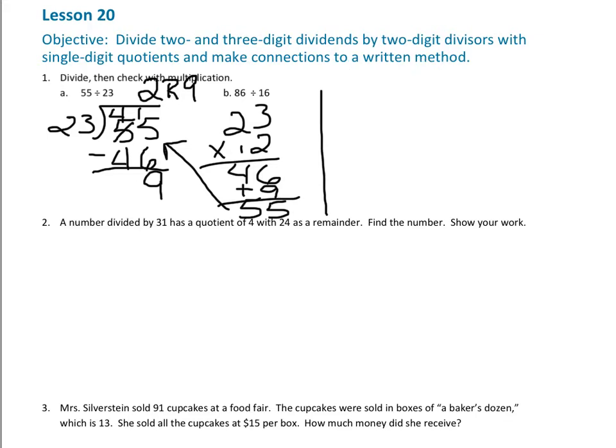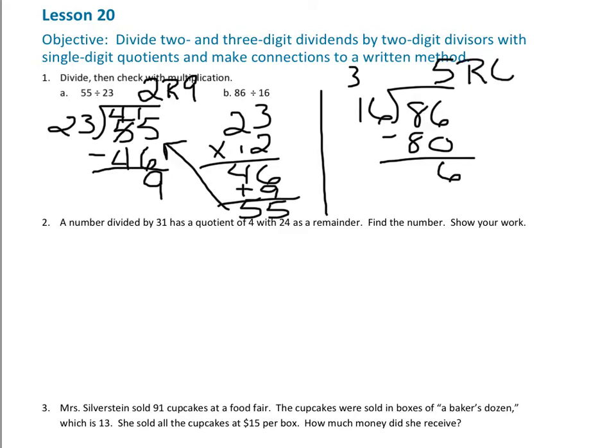Let's set the problem up again. 86 is being divided by 16. We know that 4 was too small, so let's move up to 5. 5 times 6 is 30. Carry the 3. 5 times 1 is 5, plus 3 is 8, and we get 80. 86 minus 80 is 6, so you have 5, remainder 6 as an answer.